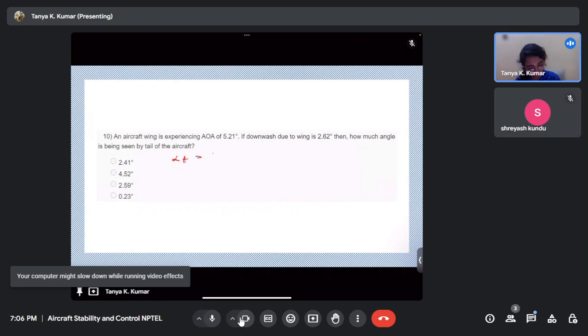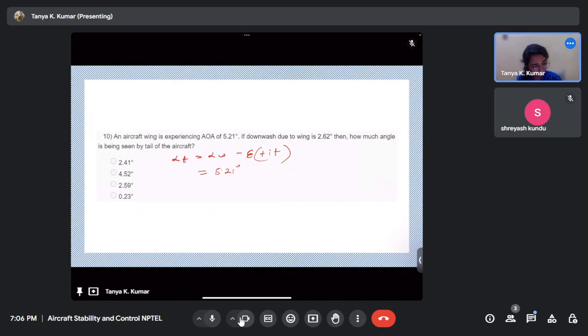So the angle of attack seen by the tail is angle of attack of the wing minus downwash, right? And if there were other components included, so if you have a tail setting angle, it will just be plus i tail, which is not here in this case. So it's just angle of attack of the wing, which is 5.21 degrees, minus downwash is 2.62. So yes, 2.59.